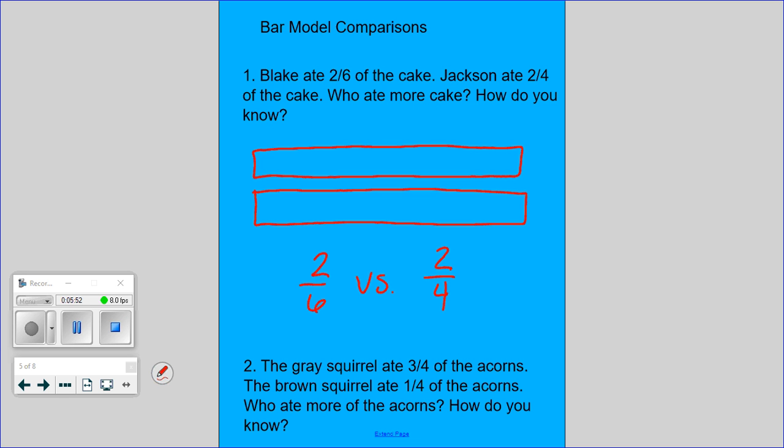So let's make the top bar, how about Blake? So I'm going to put a B next to the top bar, B for Blake. How many pieces am I going to partition that bar into? How many pieces am I partitioning that bar into? Lindley, what do you think? Blake ate 2/6 of the cake. So how many pieces do I need to break my bar into? 6. Why?